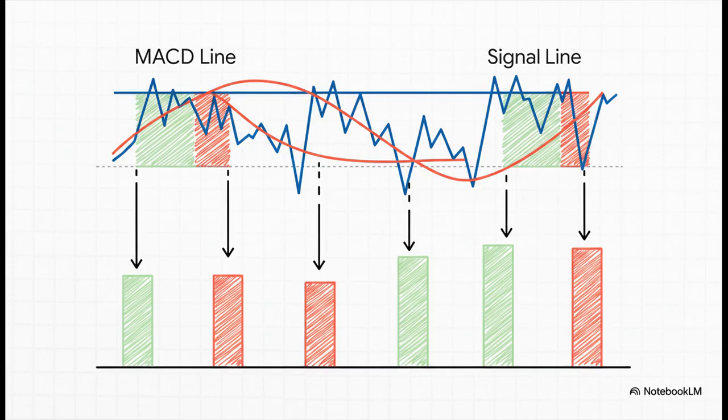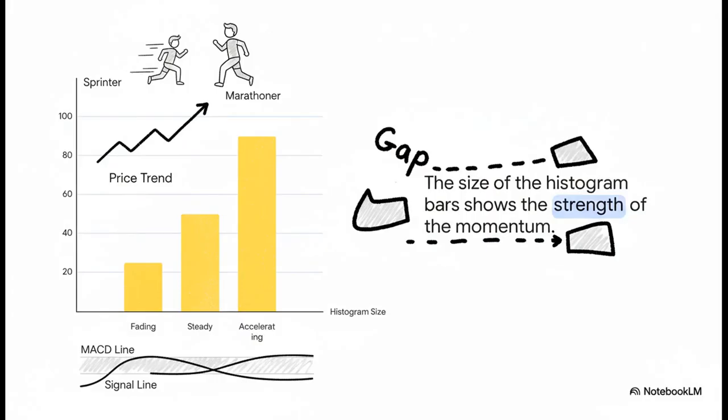And what about those little bars you see? That's the histogram. And this is where it gets really interesting. The histogram shows us how quickly the gap between the two runners is changing. It's not just the distance, it's the acceleration. So, it's pretty simple. When you see those histogram bars getting bigger and bigger, that means the gap is widening fast. Our sprinter is hitting the afterburners. But when the bars start shrinking, momentum is fading.